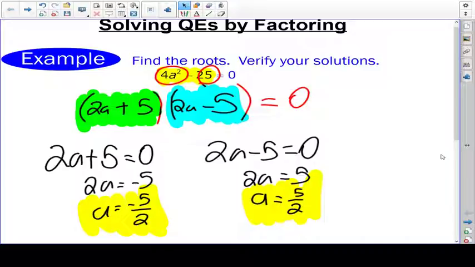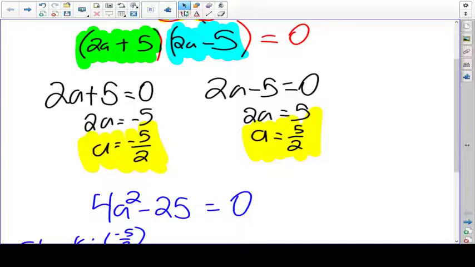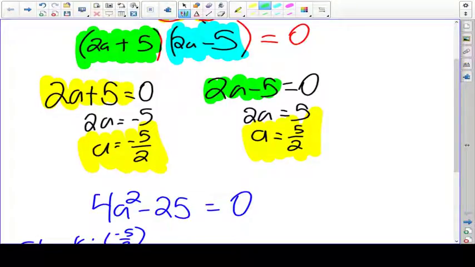And then, understanding that if we have the green blob times the blue blob, and that's equal to 0, if we're multiplying any two numbers and we get 0, we know that at least one of those numbers is 0. So we can set both of those things equal to 0. That is to say that we know that 2a plus 5 is equal to 0, or 2a minus 5 is equal to 0. And in both cases, we're going to use those little equations and solve for a.